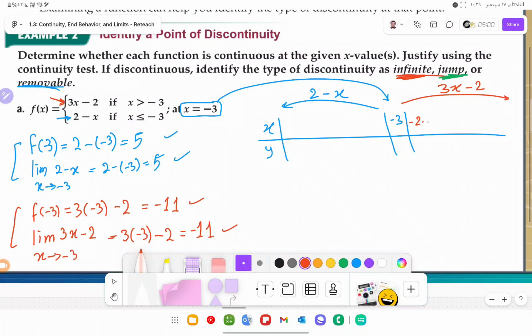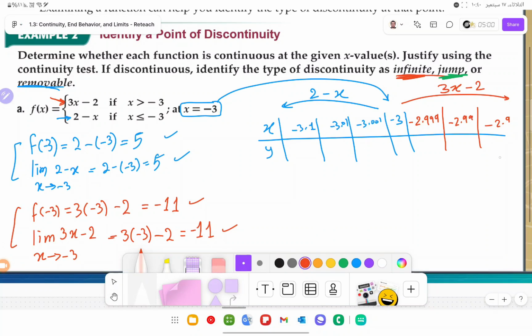Greater than negative 3: negative 2.999, negative 2.99, negative 2.9. Now let's pick points less than negative 3: negative 3.001, negative 3.01, then negative 3.1. Now you just replace them in the calculator to get the answer. Let me make it fast for you, because I don't always need the calculator, but I will use it one time.